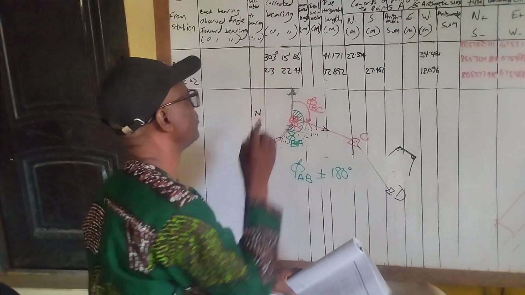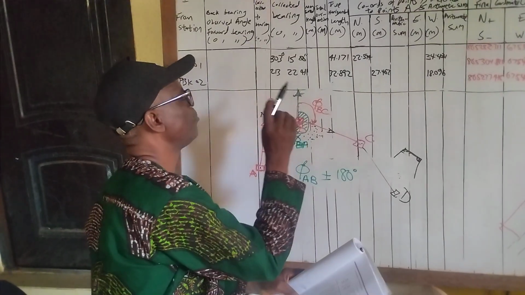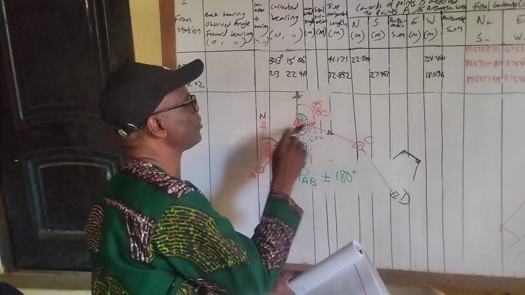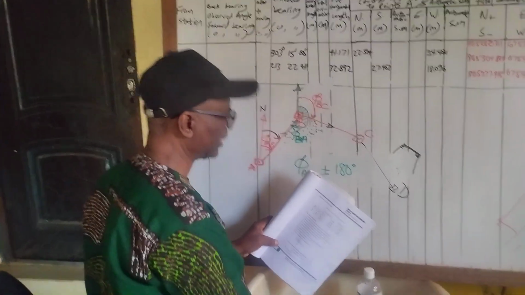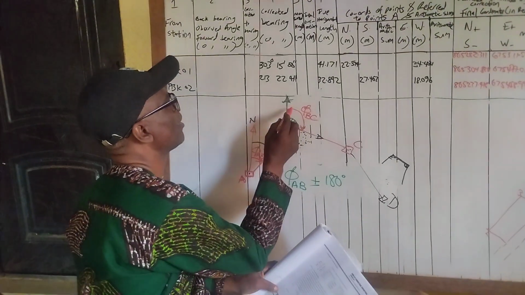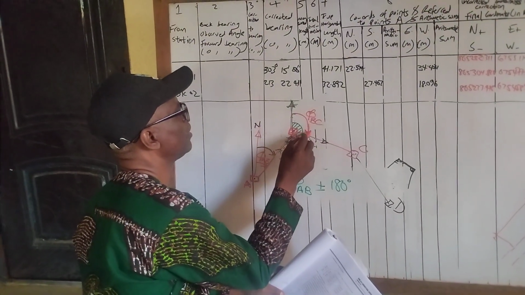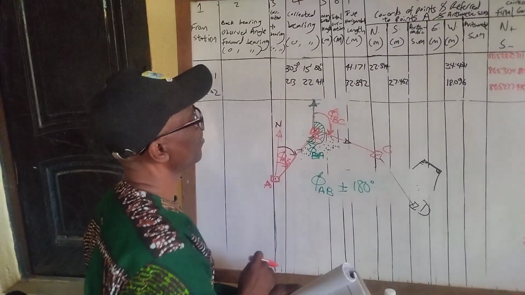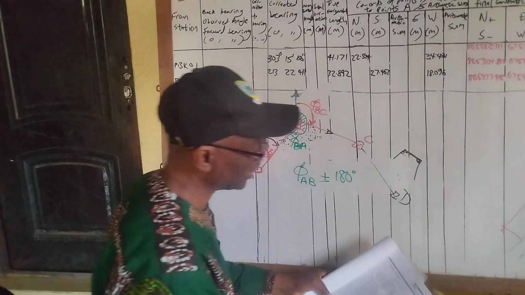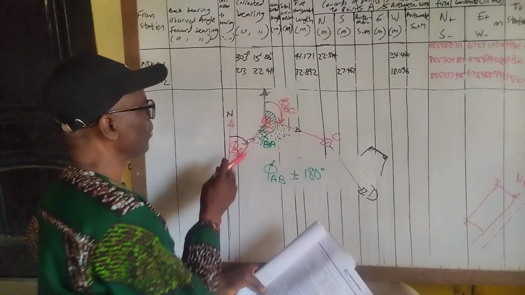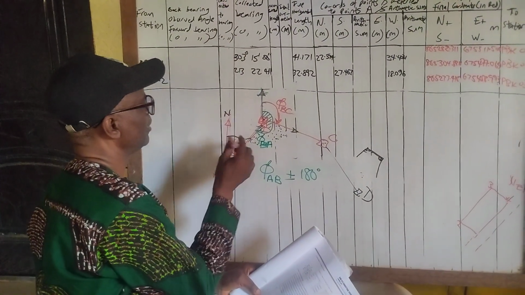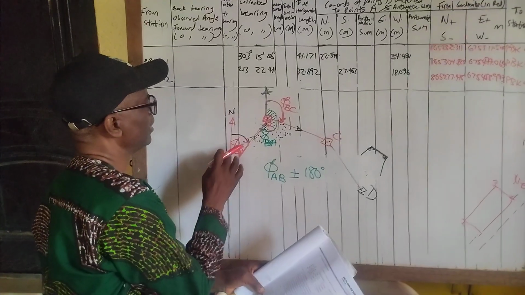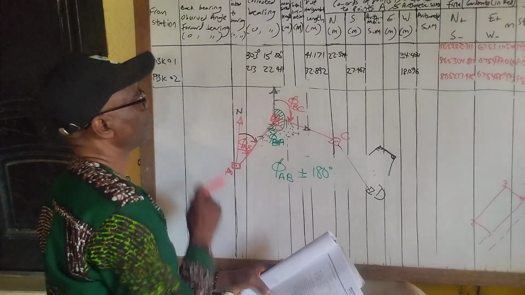Look at point B. The bearing B to C is the one indicated by this red arc. That's the bearing BC, and that's the one we are actually interested in. But the one that we have calculated from point A is phi AB.